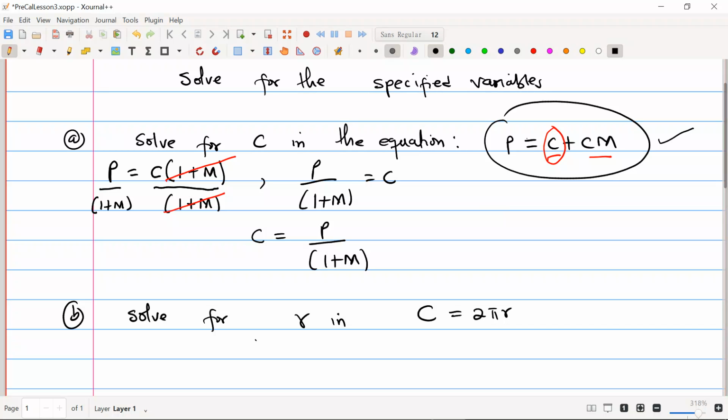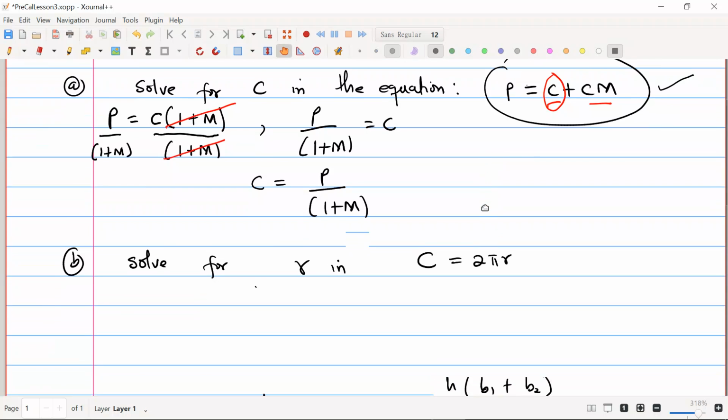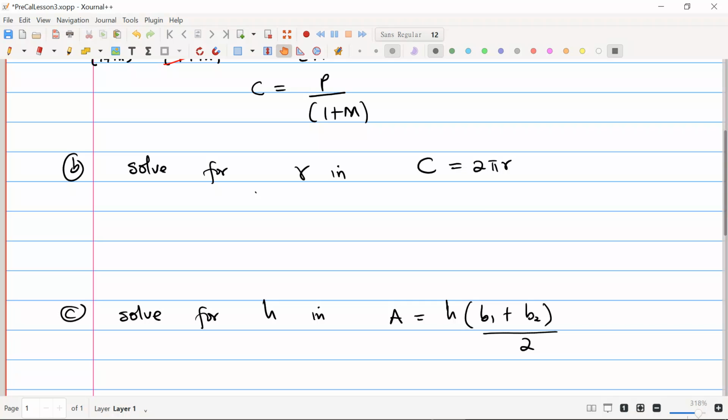Okay, we go to the next problem. It says we should solve for r in this expression. Okay, so to solve for r, again, look for whatever is attached to r. Is r appearing in this equation? How many times can you see r? I can see r once. So the next thing I have to do is, is there any other thing that is attached to the r? Yes, we have 2 pi attached to the r.